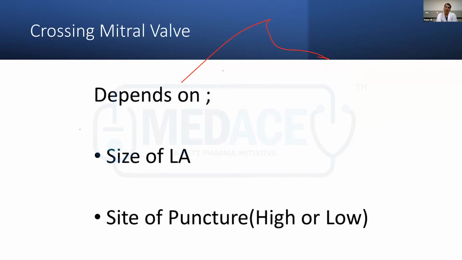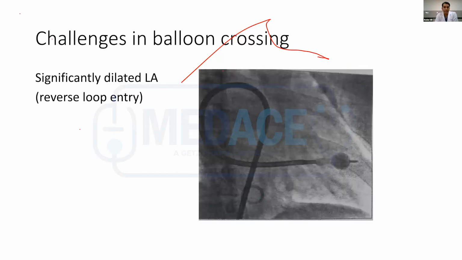Again, the crossing of the mitral valve depends on the size of the LA and the site of puncture. If the size of the LA is very large, there is some difficulty due to the relative shortening of the balloon. The site of puncture, whether too high or low, will also affect it.